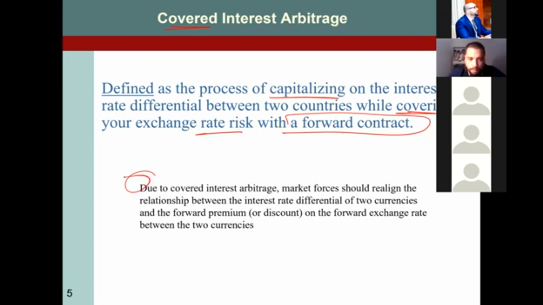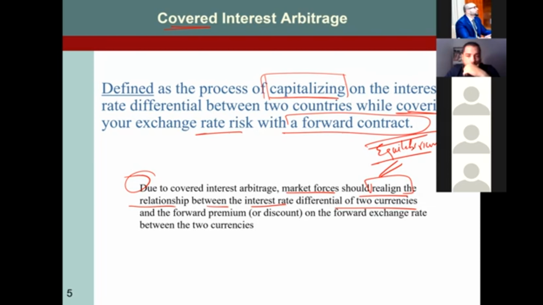So what happened? Due to covered interest arbitrage, market forces realign the relationship between the interest rate differential of the two countries. It means this opportunity will last for a very short moment of time because there are others who are also looking to capitalize or to make a profit, right? When everyone starts to exploit this opportunity, what happened? The market realigns, the market goes to equilibrium, and after that, there will be no opportunity to make a profit.